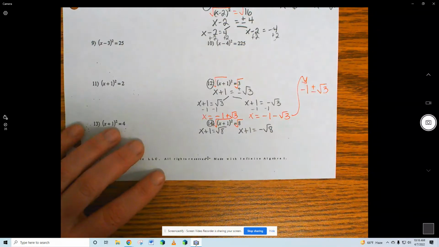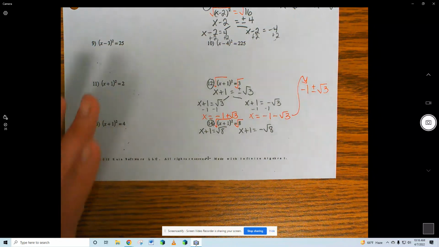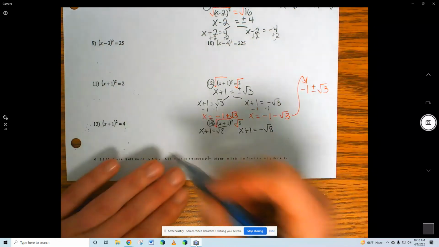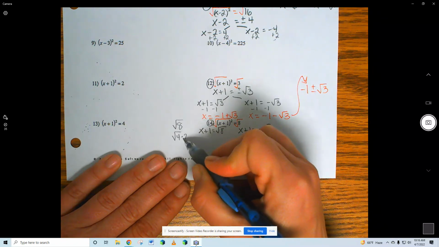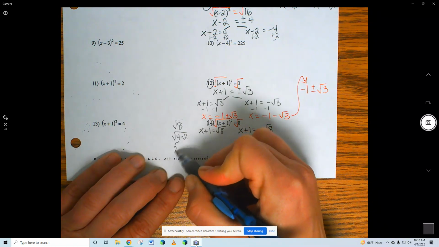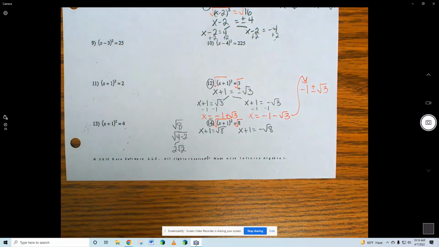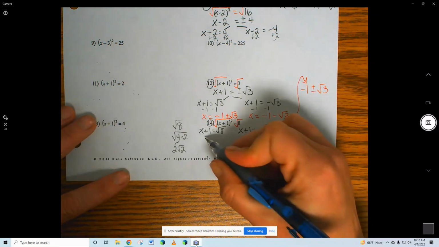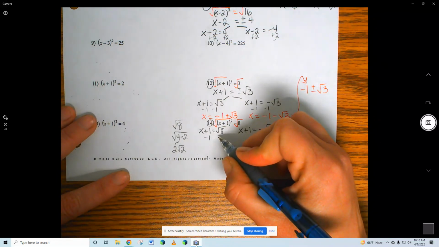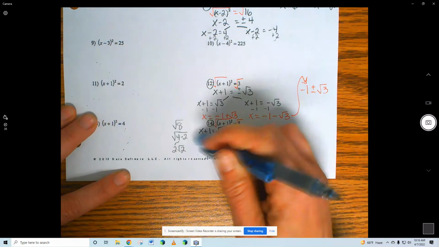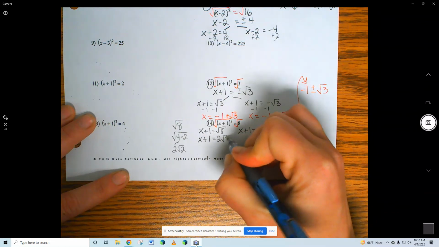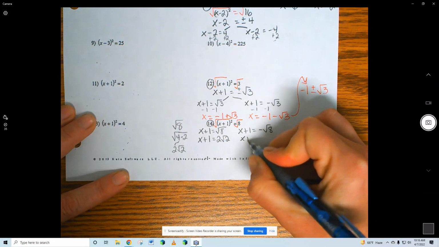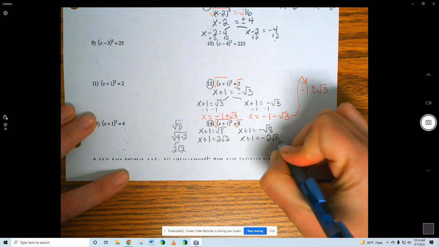If I break it down, are you all good that it becomes 2 rad 2? 4 times 2. 2 radical 2. Are we all clear on that? So if I subtract 1, first of all, I need to write it as 2 rad 2. X plus 1 equals 2 radical 2. X plus 1 equals negative 2 rad 2.